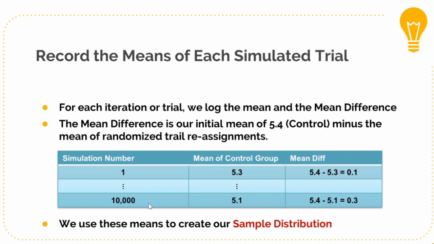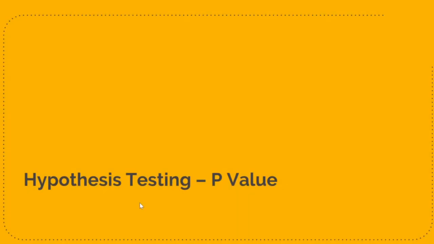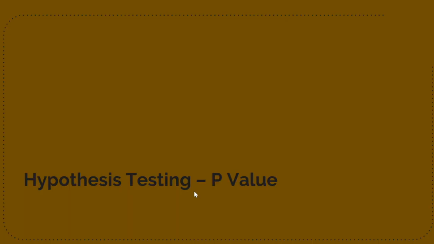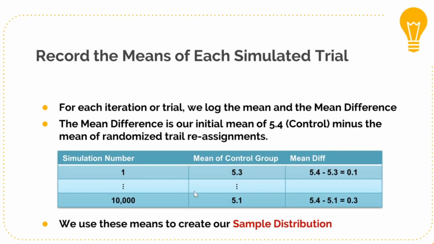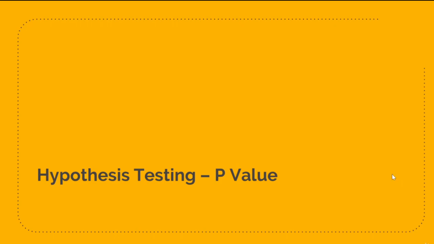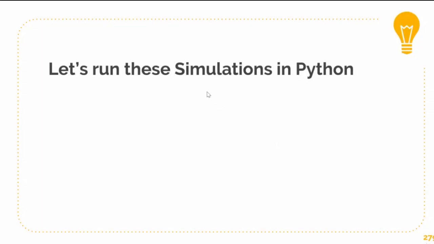Now I'm going to bring you to hypothesis testing and the p-value, where we look at how we actually validate whether we should hold on to a null hypothesis or not. I'm sure you guys are excited about whether we should drop our null hypothesis and accept our alternative hypothesis from our last lesson. To do that, we need to look at something called the p-value. But before we get into the p-value, let's run those simulations we talked about in the previous lesson in Python.